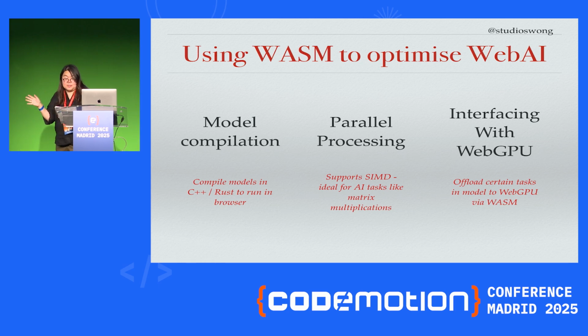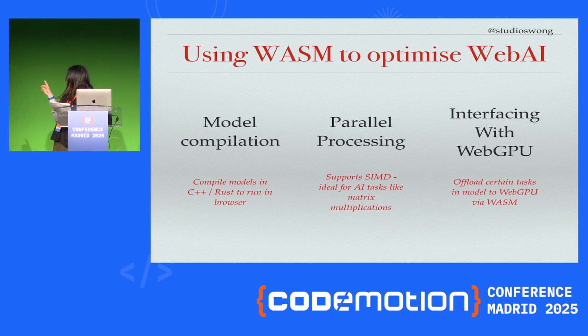The first use case a lot of people use it for is model compilation. So you can compile all the AI models or part of that AI pipeline, like tensor operations or those model layers, using a language like C++ or Rust, and then it can be optimized and run within the browser using Wasm. And of course, Wasm allows a lot of parallel processing, because with JavaScript being single-threaded, once it hits the CPU, you can utilize true parallel computing. So it supports, of course, SIMD, single instruction, multiple data instructions. So it allows it to perform all these multiple calculations in parallel. So it's very good for AI tasks like matrix multiplications or convolutions in neural networks.